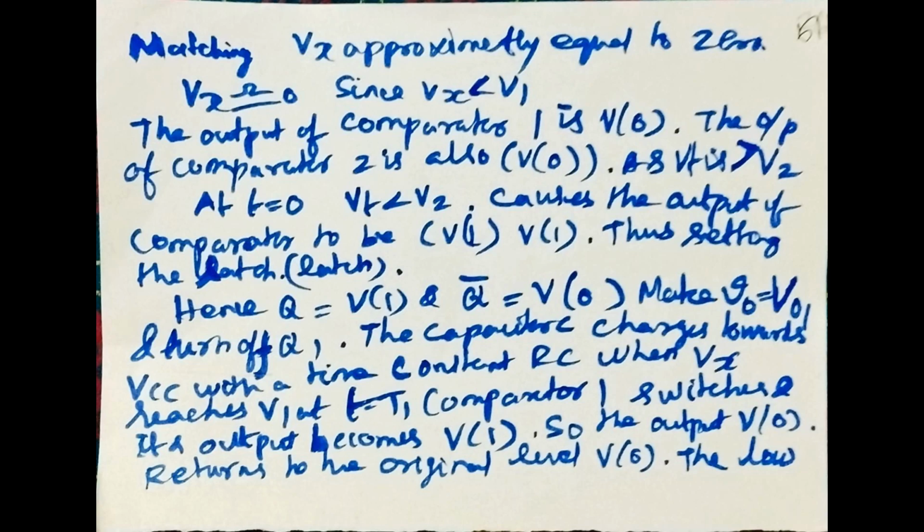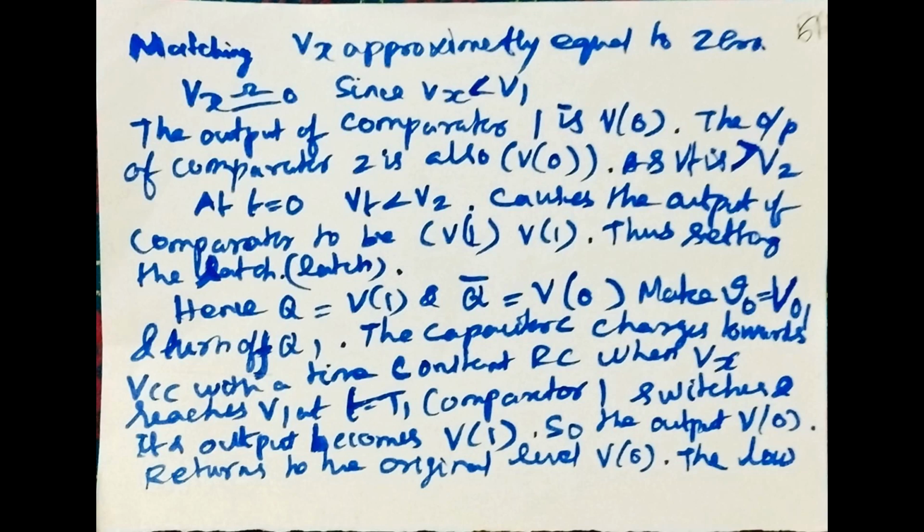The output of comparator 1 is V0. The output of comparator 2 is also V0 as Vt is greater than V2 at t equal to 0. Then Vt less than V2 causes the output of comparator 2 to be V1, thus setting the latch. Hence Q is equal to V1 and Q bar is equal to V0. This makes V0 equal to V1 and turns off Q1.